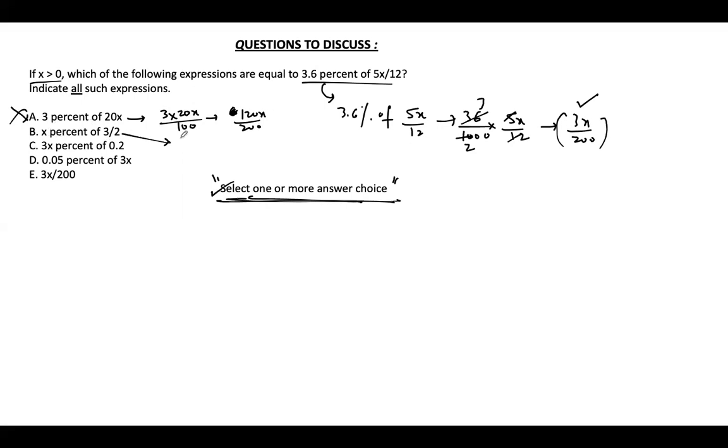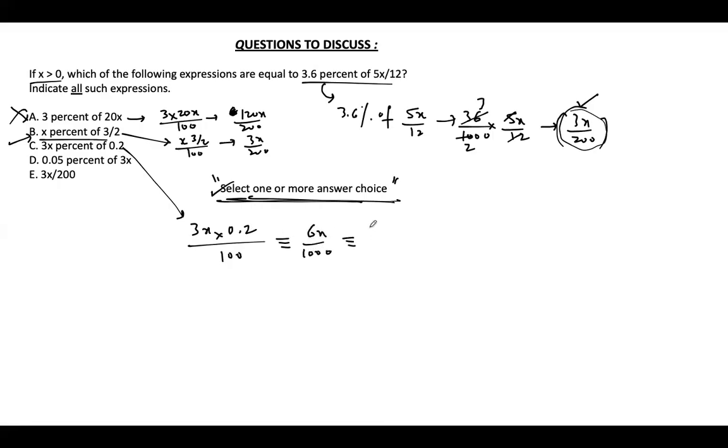x percent of 3 by 2. x into 3 by 2 percent would mean divide by 100. This is 3x by 200. Same. Option C. 3x into 0.2 upon 100, which is 0.6x upon 100, which is 6x upon 1000, which is 3x upon 500. Same? No.